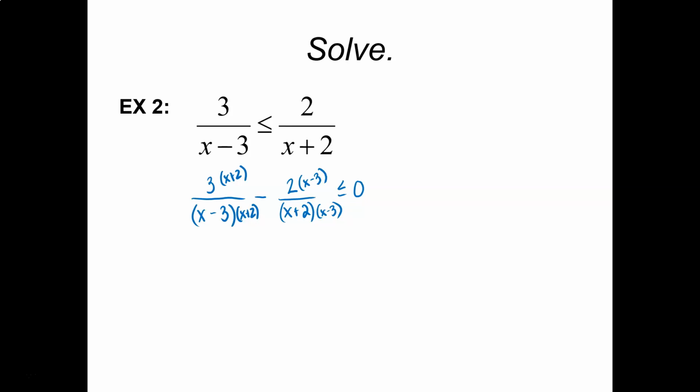So again, you cannot throw your denominators away with the inequalities. So you have to keep those for the inequalities. If it was the equal sign, we would just cross out the denominators here and solve from there. But we can't do that here. So we're going to get 3 times x plus 2 minus 2 times x minus 3. And since the denominators are the same, we can just write it once, x minus 3, x plus 2.